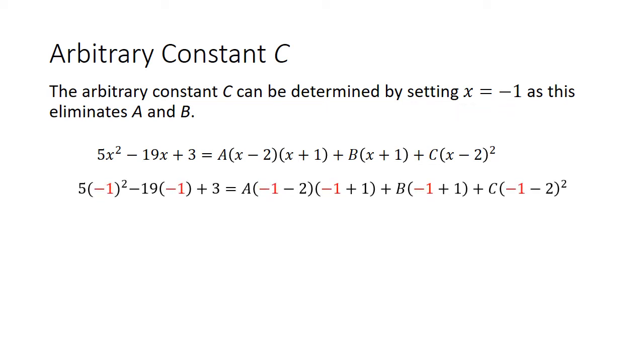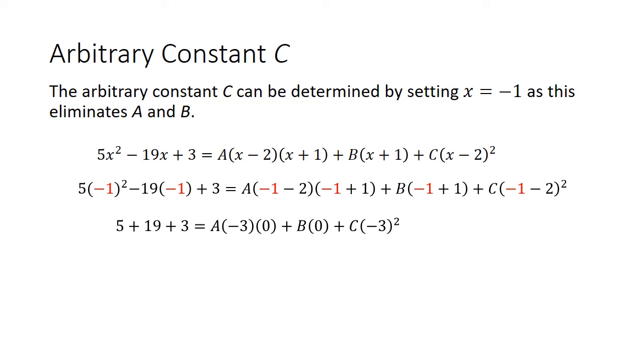On this line, we see that we plug in minus 1 everywhere for x. So you can see here that if I evaluate it from the left-hand side, minus 1 squared is plus 1 times 5 gives us 5. Minus 19 times minus 1 gives plus 19. And the plus 3 is copied down.